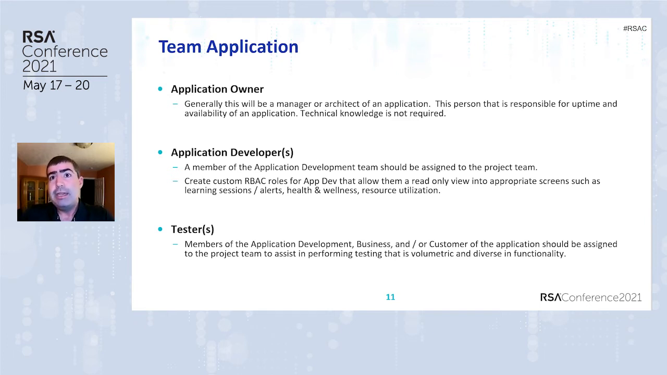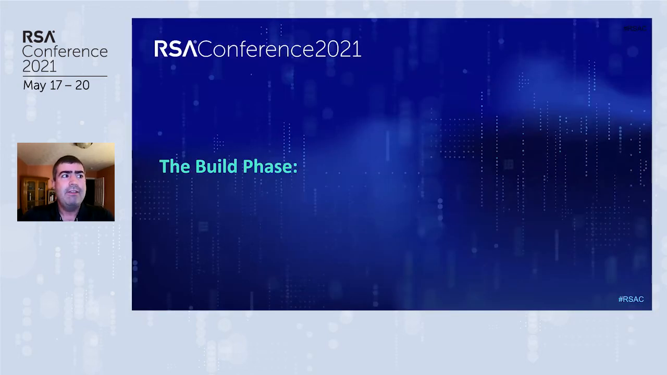Next, we need testers, and we need a combination of automatic as well as human testing. When it comes to testing, you need both volume of traffic and diversity of traffic. So with that, let's dive into the build phase.